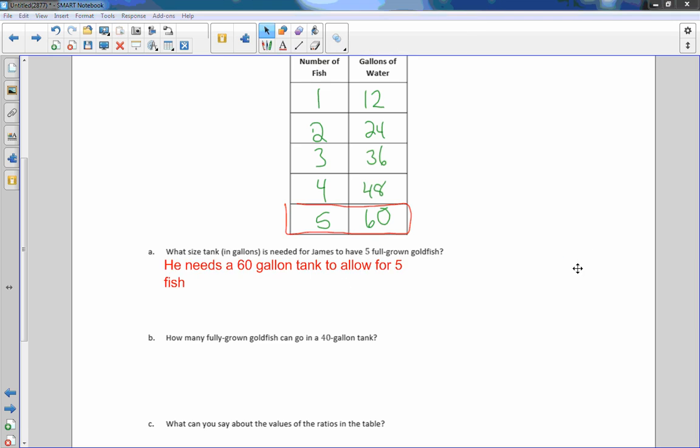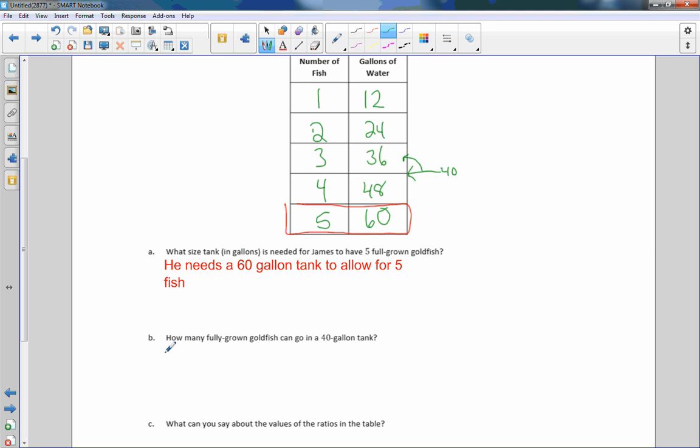Okay, how many full-grown goldfish can go into a 40-gallon tank? Okay, so here's the gallons here. Here is 36, here is 48, so 40 is going to be in between 36 and 48. A 36-gallon tank would only sustain 3 fish. I need 48 gallons of water for 4 fish. So 40 is less than 48, so 4 fish cannot go into a 40-gallon tank. They won't be healthy. I need 48 gallons of water. So I need to go back and go to less than, so it's still safe for the fish.